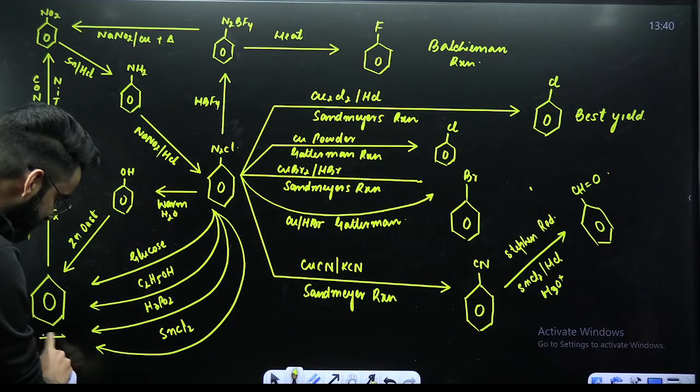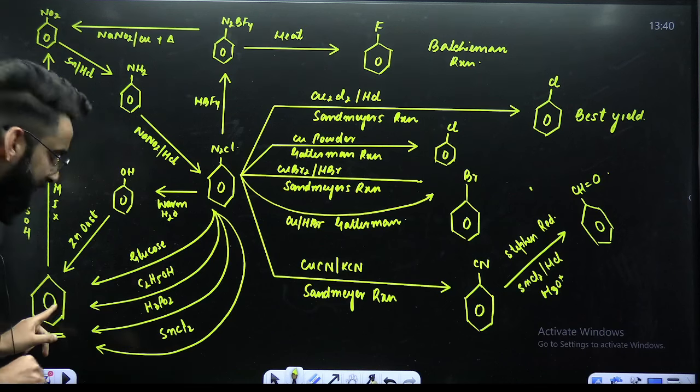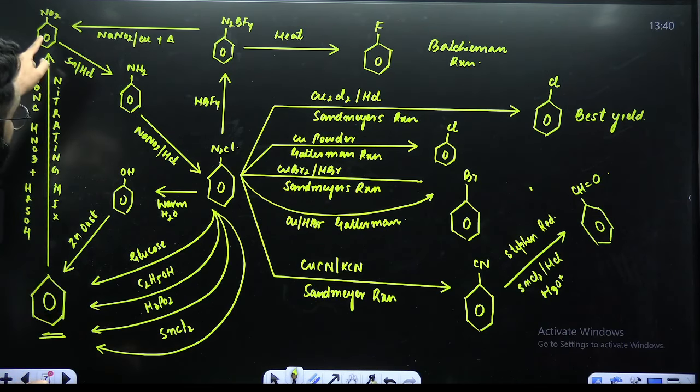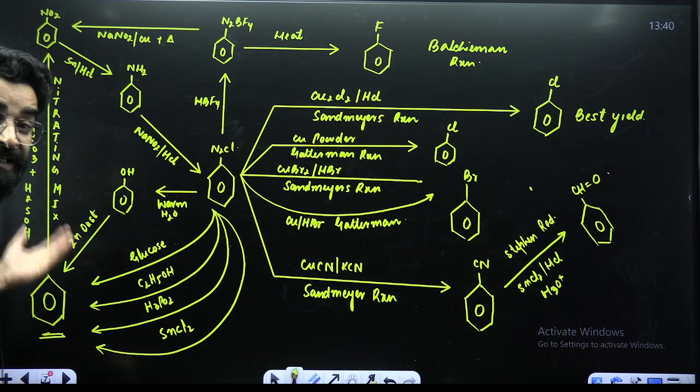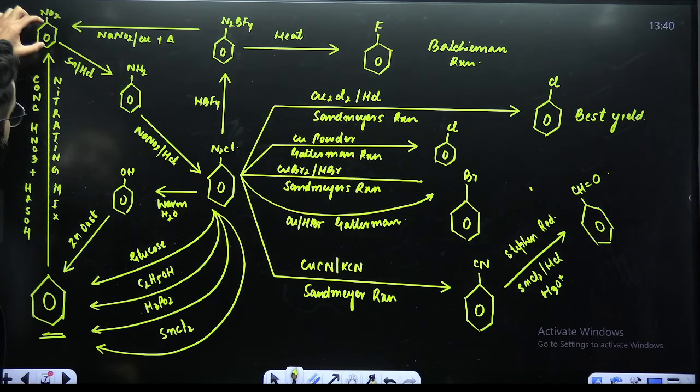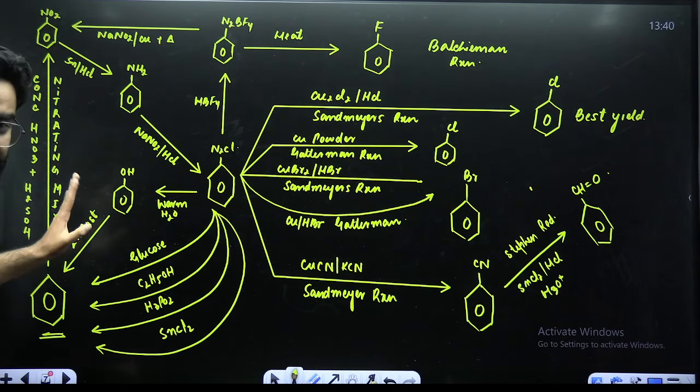Here you have got the benzene, right? The first thing, if you do the nitration of benzene, what do we get? We get nitrobenzene, right? And to do the nitration of benzene, we use concentrated HNO3 plus H2SO4, which is what you call as nitrating mixture, right? So with the help of nitrating mixture, benzene gets converted into nitrobenzene, okay?